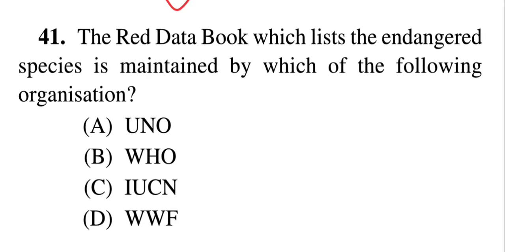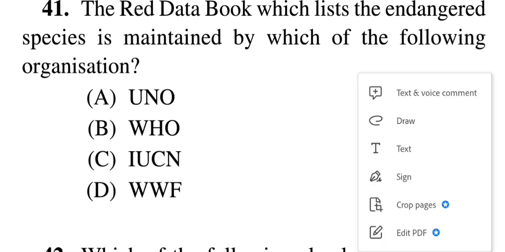Next question, it says, the Red Data Book which lists the endangered species is maintained by which of the following organizations? UNO, WHO, IUCN, WWF. Correct answer will be C, that is IUCN.